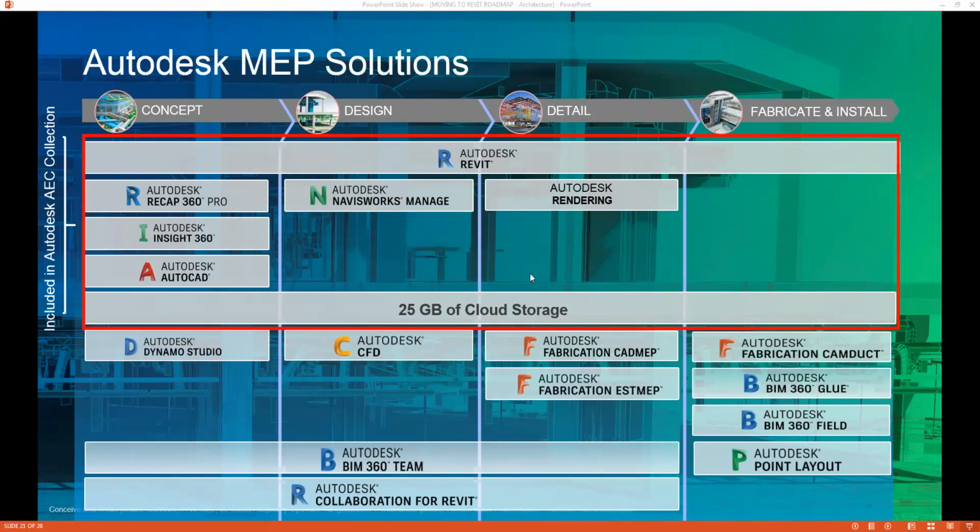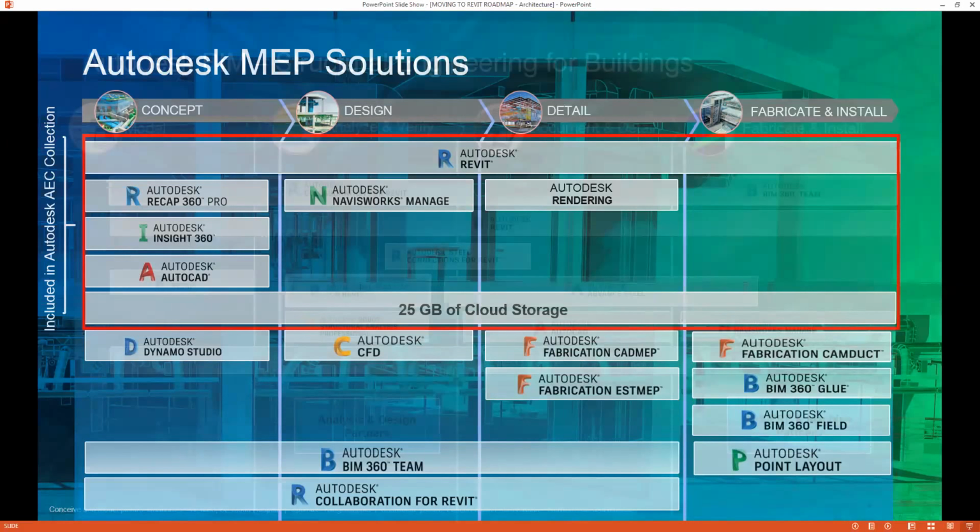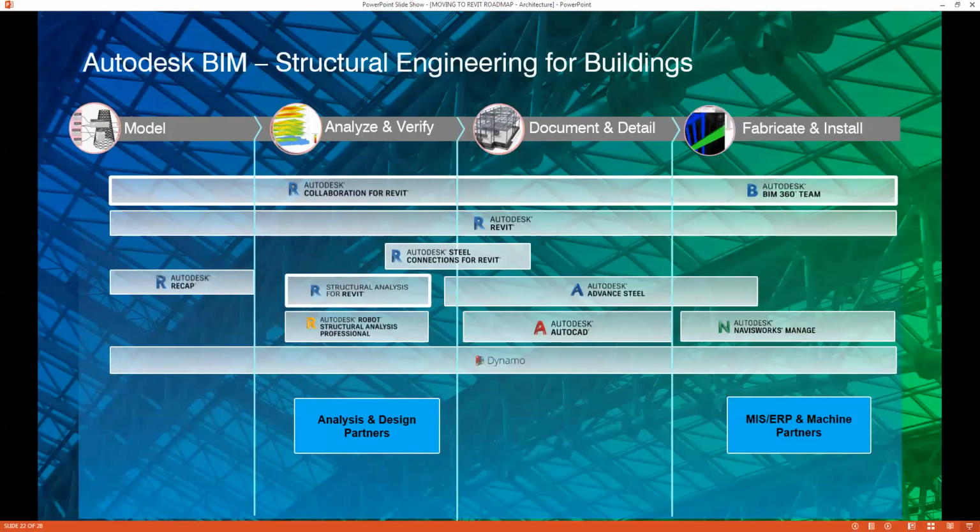Okay, so we'll now look at the structural engineering solution workflow, the Autodesk workflow for this. So you can see this is different as well. Excuse me. We have the modeling stage. Then we have the analyze and verify stage. We have the document and detail stage. And then we have the fabricate and install stage.